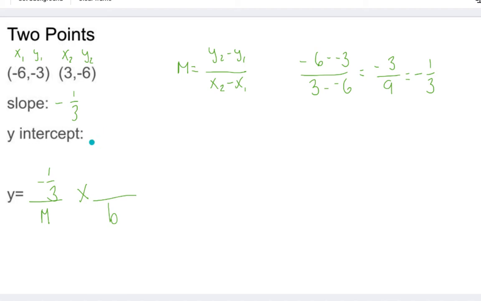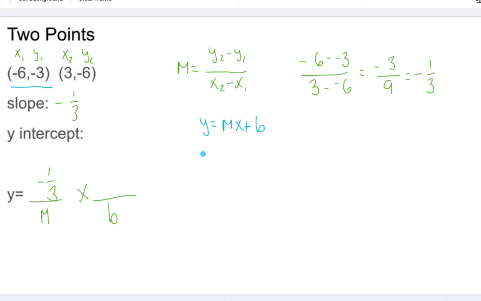Now we need to find a y-intercept. So now this is exactly like the lesson we had where we knew the slope and we knew one point. It doesn't matter which one of these points we use, we're still going to get the same y-intercept no matter what. So I'm just going to use -6, -3. So our template is y equals mx plus b. Again, if I plug in 3 values, I can find the missing value.